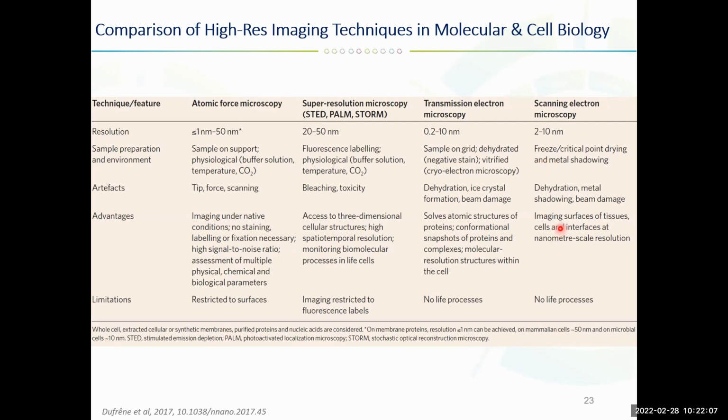Yes, it is highly used to image surfaces of tissues and cells, but most of the application of scanning electron microscopy is for nanoscience, like nanoparticles, nanotubes, and so on, because it does not allow any live processes to be imaged, as everything should be dried.